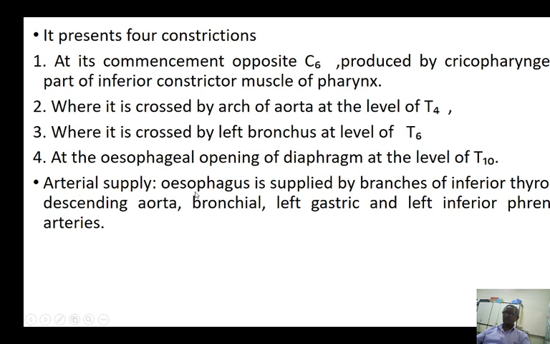Arterial supply: the esophagus is supplied by the branches of the inferior thyroid, descending aorta, bronchial, left gastric, and left inferior phrenic arteries.